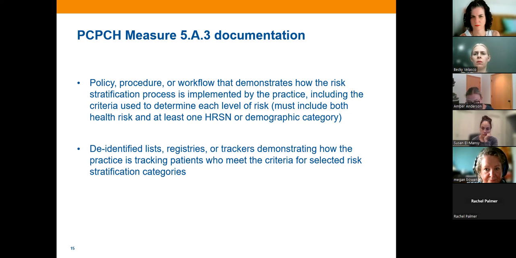This must include both a health risk and at least one health-related social need or demographic category. Next is de-identified lists, registries, or trackers demonstrating how the practice is tracking patients who meet the criteria for those selected risk stratification categories.